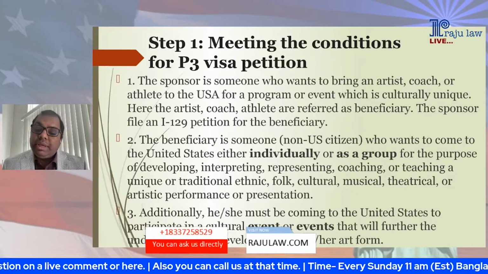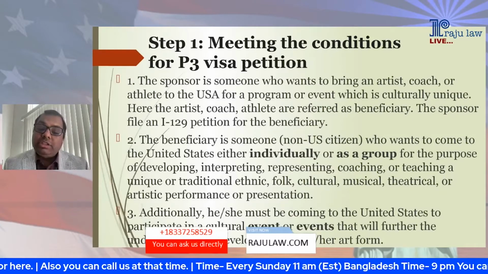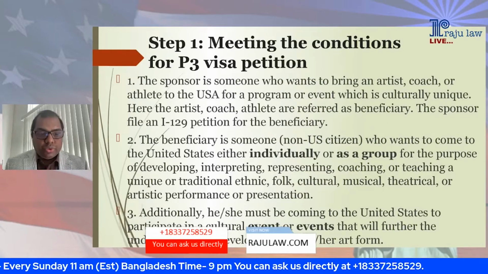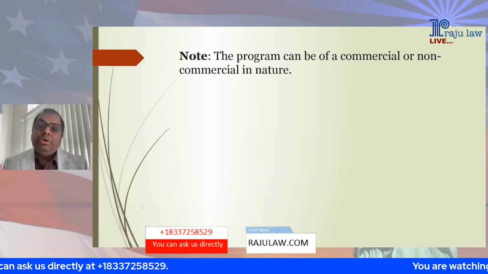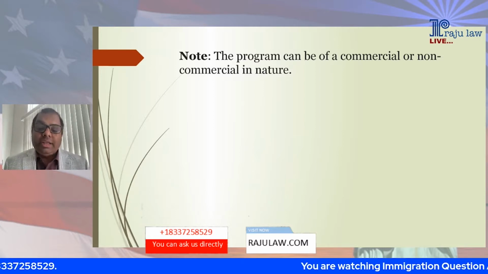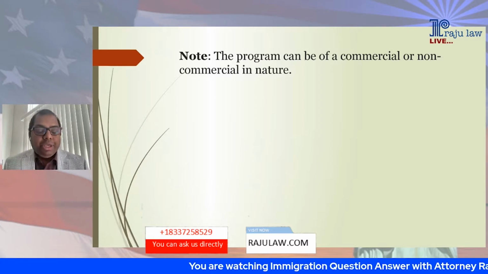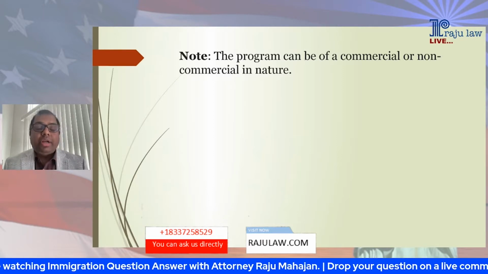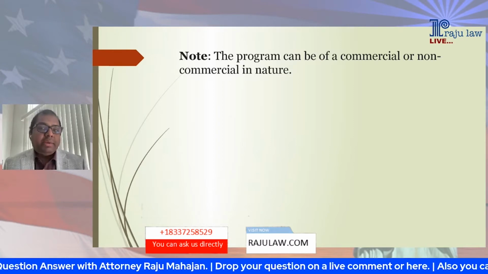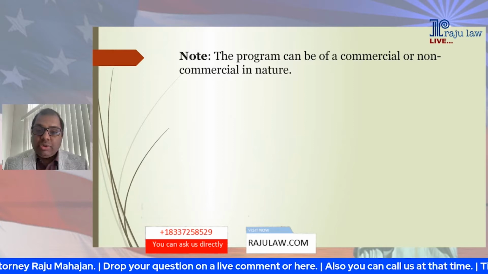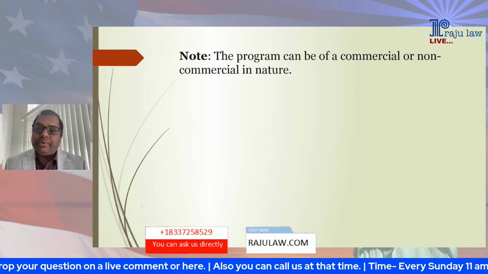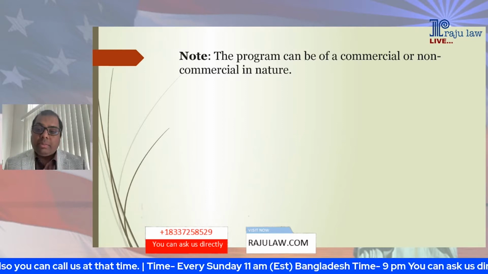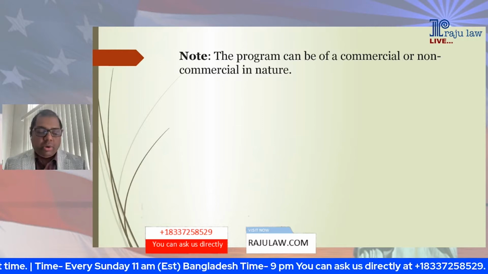Additionally, she must be coming to the United States to participate in cultural events that will further the understanding between these two cultures. Here you must note: the program can be commercial or non-commercial in nature. A lot of people think that the P3 visa is for non-commercial purposes, for non-profit organizations. That is not true. You can come to America as a musician, as a model, as any form of artist. You can work for for-profit corporations. You can work for for-profit events. You can make money. So it can be either commercial or non-commercial, and you are okay doing anything.